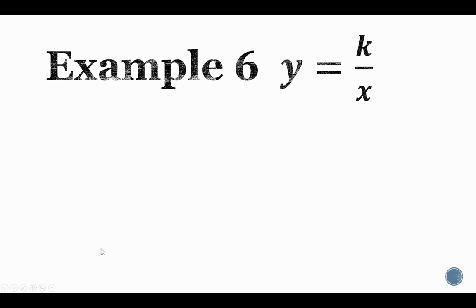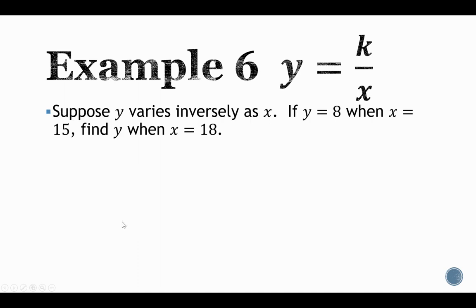Suppose y varies inversely as x. If y equals 8, then x equals 15. Find y when x is equal to 18. So again, we have our y value is 8, our equation is y equals k over 15, and we want to find y when x is 18.